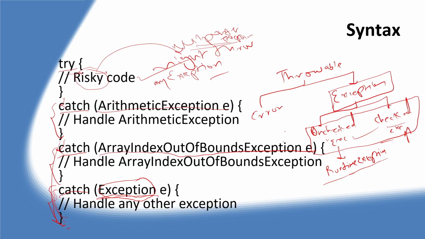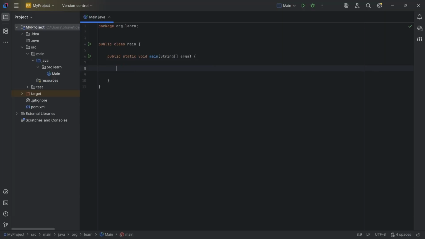Let's go to IntelliJ and see some examples so that we have better clarity. First of all we will write try. Inside the try block, let's say I'm setting result equal to 10 divided by 0. So we will get an arithmetic exception.